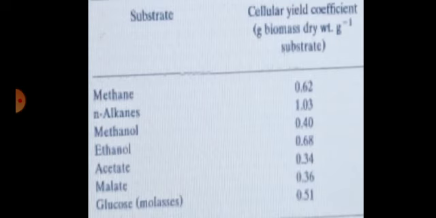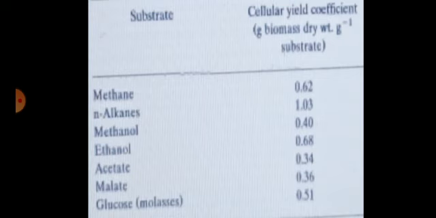That is the meaning: how much biomass you are getting per gram of substrate. That is what is given in the column below. Methane, you can see, for every gram of methane you give in the media, you get 0.62 grams of biomass, that is cells. That much of cell grows per gram of methane. So you can see which has a high cellular yield coefficient. Alkanes, 1.03, the value is highest. Why? Because alkane is a fatty acid, and fatty acid has more carbon than glucose. That is why the cellular yield will be more.